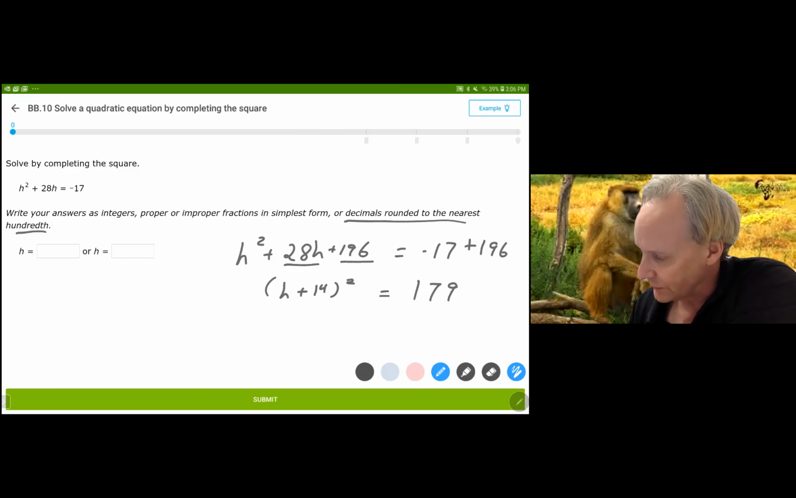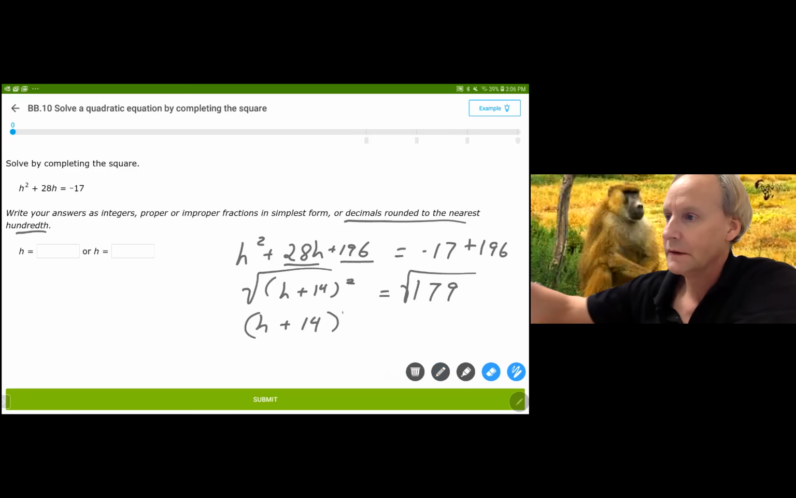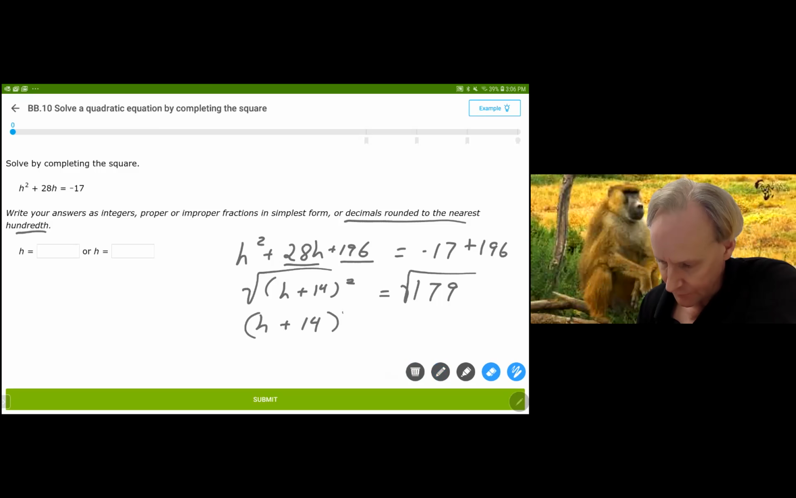So I'm going to take the square root of both sides. And I do have to round to the nearest hundredth, so I am going to have to use a calculator for it. We take the square root of both sides. It's going to be about 13.5. Let's take the square root of 179, which is 13.38.